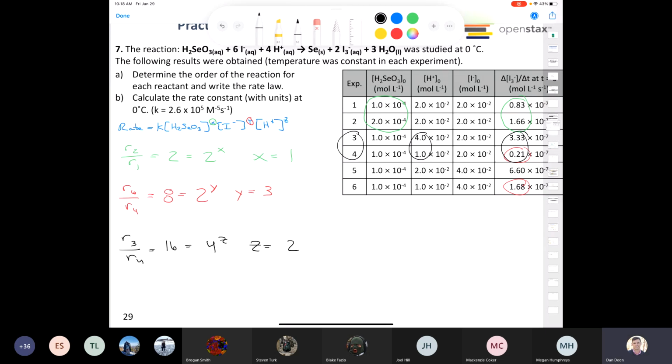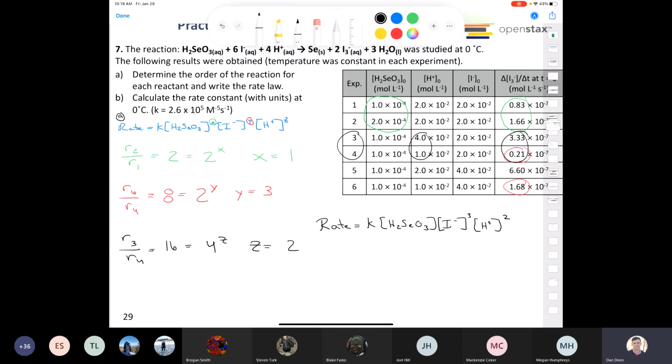In our book, they solved several problems using this technique, just the mental math technique. And so we can write out that now our rate is equal to K times H2SeO3 to the power of 1 times I minus to the power of 3 times H plus to the power of 2. I want to ask you guys a question. Could anybody tell me what the overall reaction order of this reaction is? 6. Absolutely, it's 6th order.